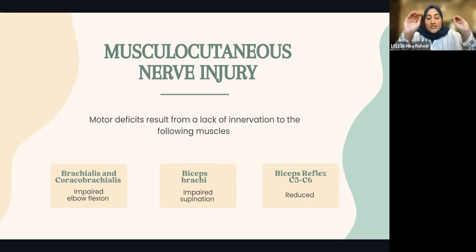So let's say if it comes in the exam, what would be the motor deficits of the musculocutaneous nerve, then you can say impaired elbow flexion, impaired supination, and absent biceps reflex. Simple as that. Divide it in your head in three categories. Okay.